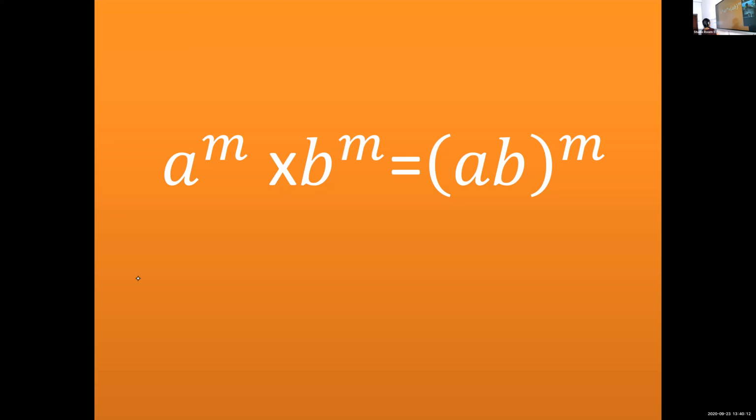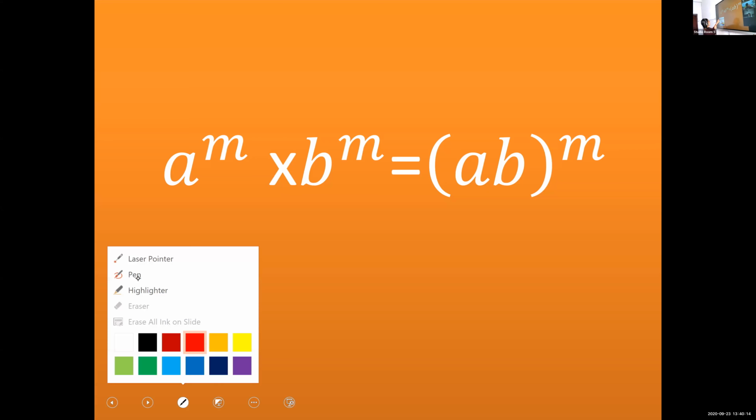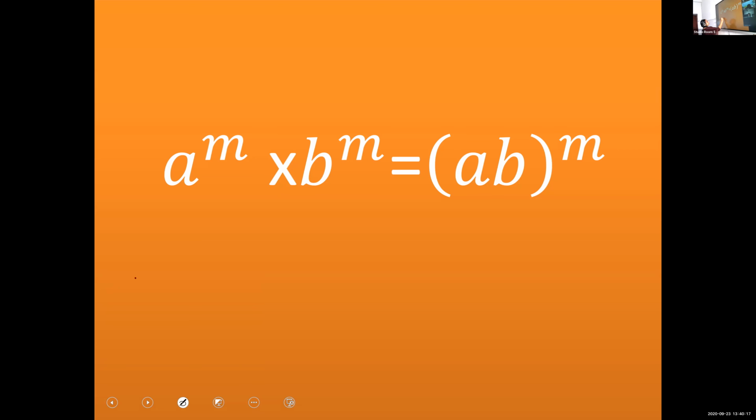Nivedya. 3 raised to 7 into 4 raised to 7 is equal to 3 into 4, the whole raised to 7, and it is equal to 12 raised to 7.